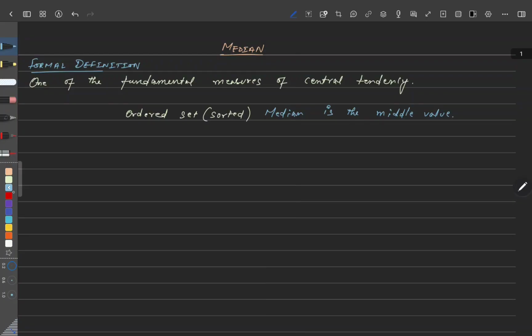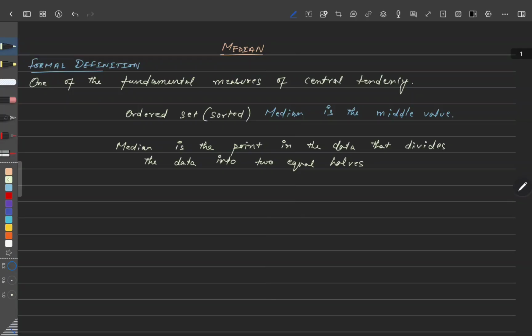Now you must be thinking that we already have mean, why do we need median, right? So first let me write this thing. Median is the point in the data that divides the data into two equal halves.